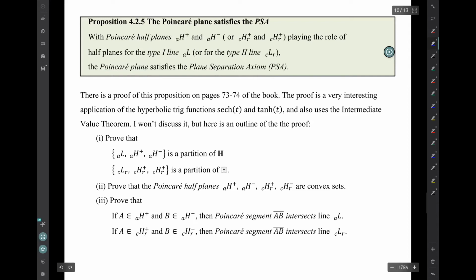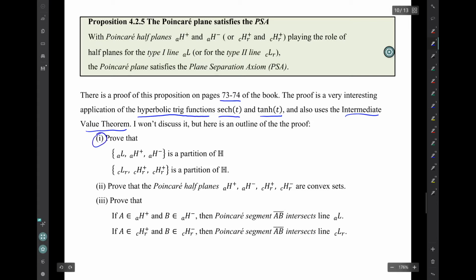Now there's a proof of this proposition on pages 73 to 74 of the book. The proof is a very interesting application of the hyperbolic trig functions, hyperbolic secant and hyperbolic tangent. And the proof also uses the intermediate value theorem. I won't discuss the proof, but here's an outline. The outline is just like the outline of the proof that the Euclidean plane satisfies the plane separation axiom.